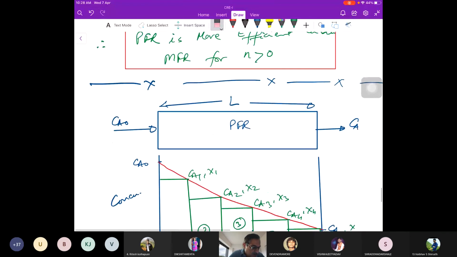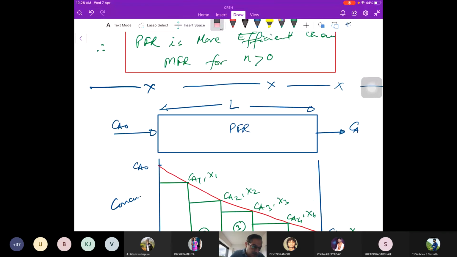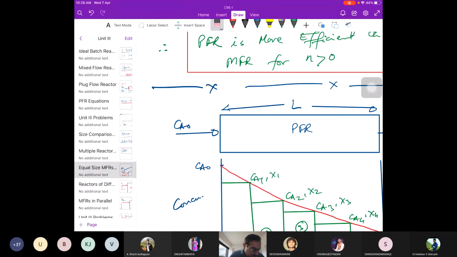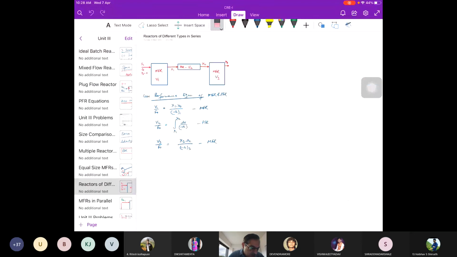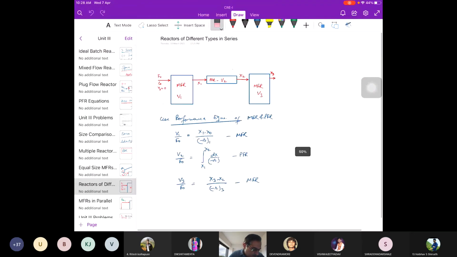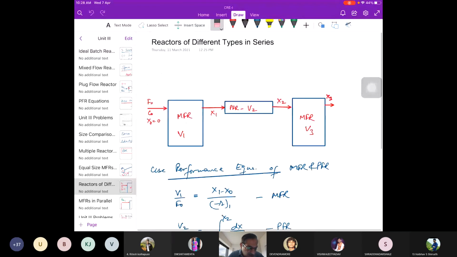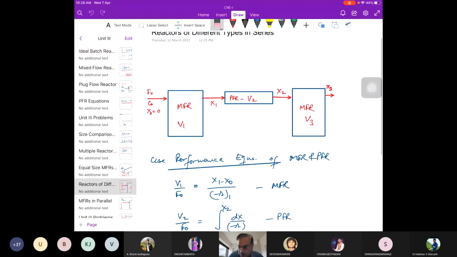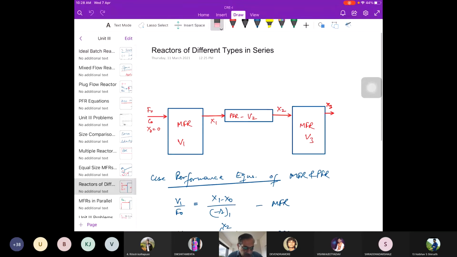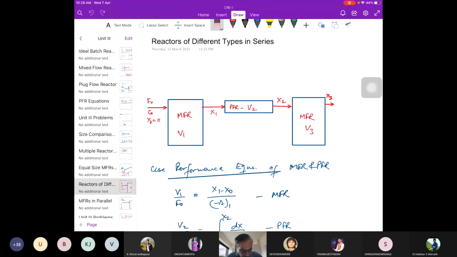Okay. If there are no questions, let us proceed to the next topic. So now we are looking at reactors of different types in series. अभी हमने देखा था PFRs in series, कल देखा था PFRs in parallel, अभी हमने MFRs in series we have seen, right? So let us see if there are different types of reactors, PFR, MFR in series. How do we handle it?